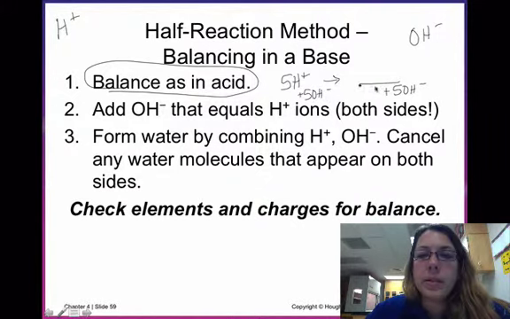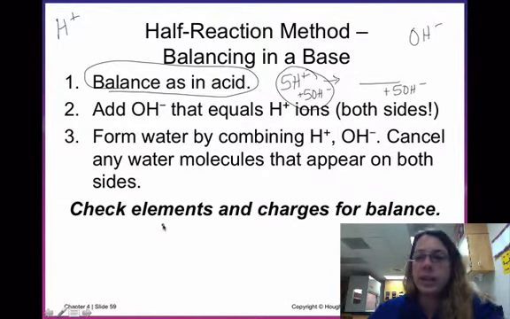So what you do to one side, you're going to have to do to the other. This is going to form water, so form water by combining the H+ and the OH-, and then you'll be able to cancel any waters that show up on both sides, and then we can do the same check to make sure that we did it correctly.